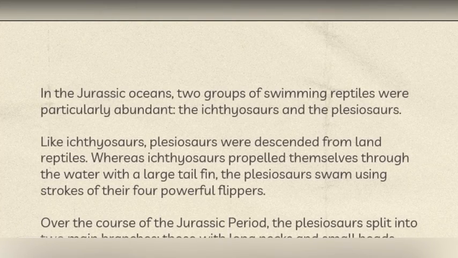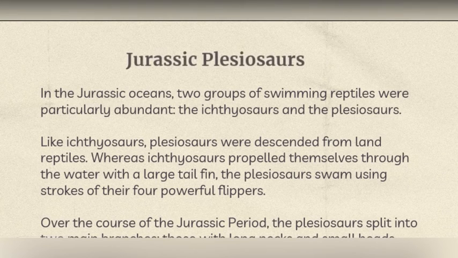Jurassic plesiosaurs. In the Jurassic oceans, 2 groups of swimming reptiles were particularly abundant: the ichthyosaurs and the plesiosaurs. Like ichthyosaurs, plesiosaurs were descended from land reptiles. Whereas ichthyosaurs propelled themselves through the water with a large tail fin, the plesiosaurs swam using strokes of their 4 powerful flippers.